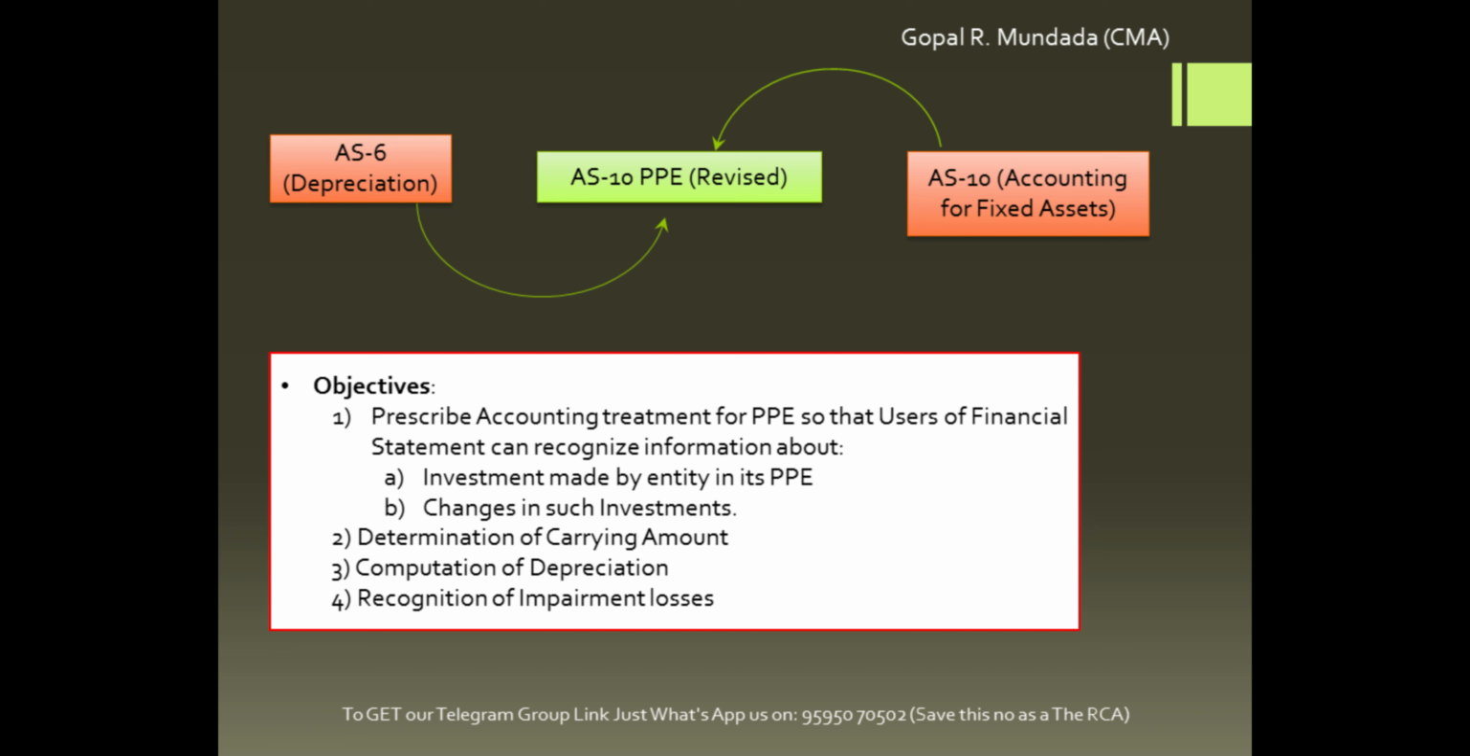Next objective is determination of the carrying amount of the property, plant and equipment. There is a procedure laid down by Accounting Standard 10 on how to determine the carrying amount and how to represent it in the financial statements.